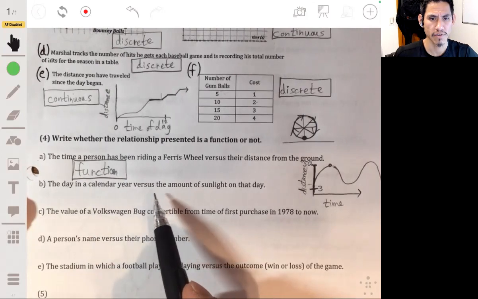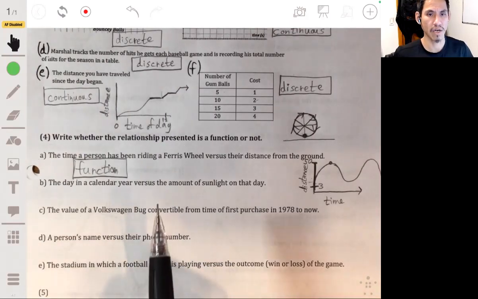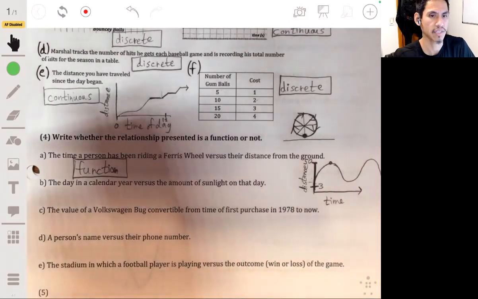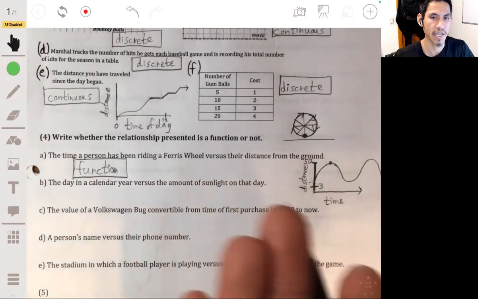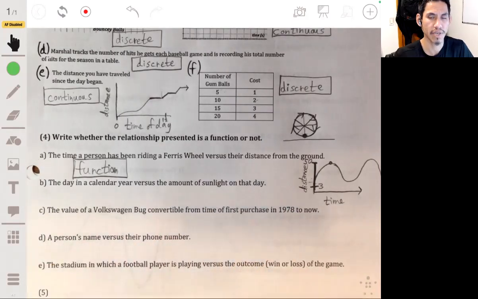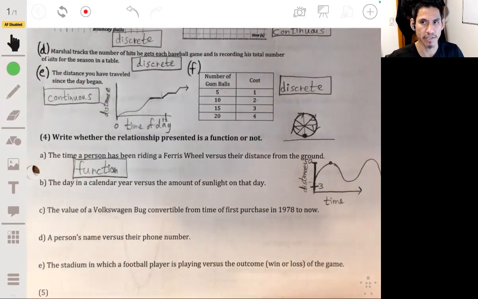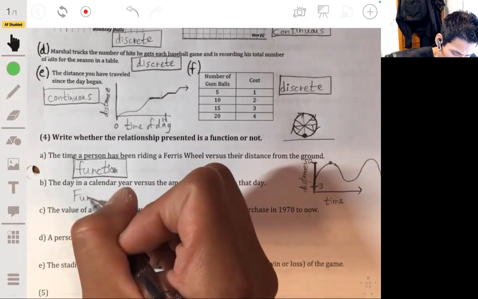The day in a calendar year versus the amount of sunlight on that day. Similar thing. Let's just say today you have maybe 10 hours of sunlight. Tomorrow you have 10 and a half. The next day you have 10 hours of sunlight again. It's okay to have 10 hours of sunlight more than once. You just can't have, on one day like today, 10 hours of sunlight and 12 hours of sunlight. It wouldn't make any sense. So this is okay to be a function.